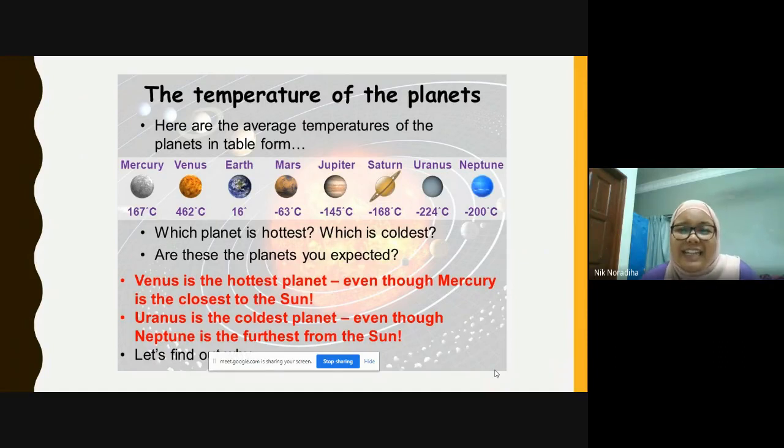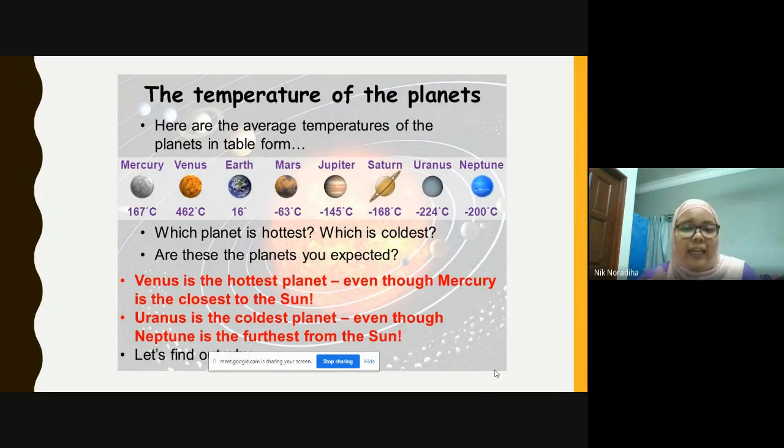Because Venus has an atmosphere that will trap the heat. When the sun gives heat to Venus, it will trap the heat. Compared to Mercury, Venus has an atmosphere that traps the heat. Okay, like you wear a jacket. When you wear a jacket, your jacket will trap the heat. That's why when you wear a jacket, do you feel hotter or colder? Yes, you will feel slightly hotter because your jacket already trapped the heat. Understand? Alright, teacher hopes you guys can understand.